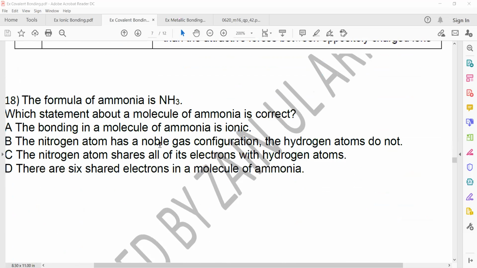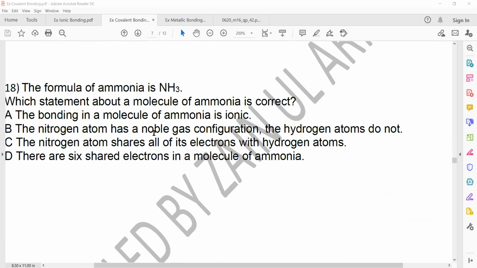And question 18, the formula of ammonia is NH3. Which statement about a molecule of ammonia is correct? The bonding in a molecule of ammonia is ionic. That's wrong because two non-metals are there. When two non-metals are there, it should be covalent. Nitrogen atom has a noble gas configuration and hydrogen atom does not.